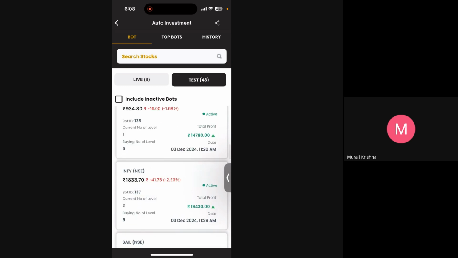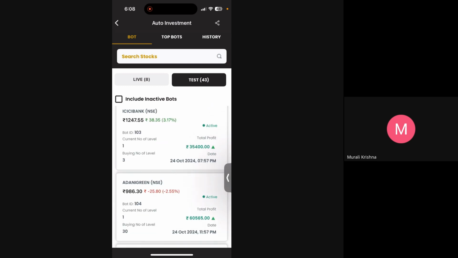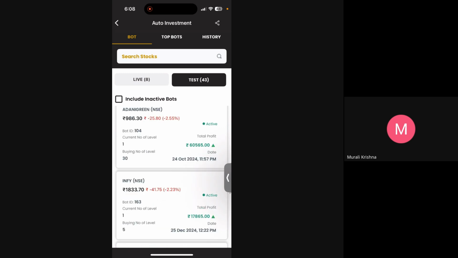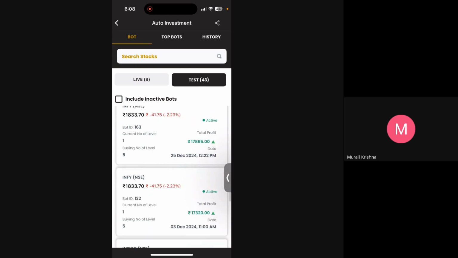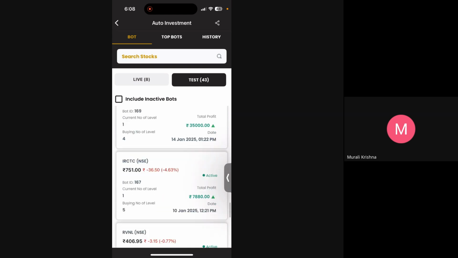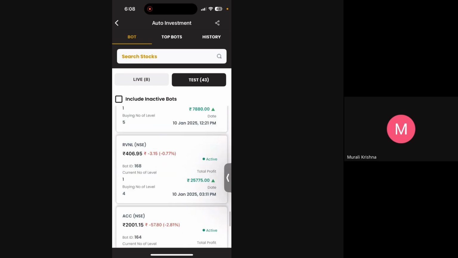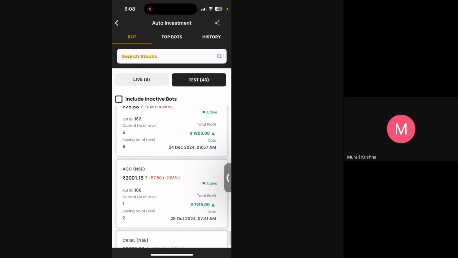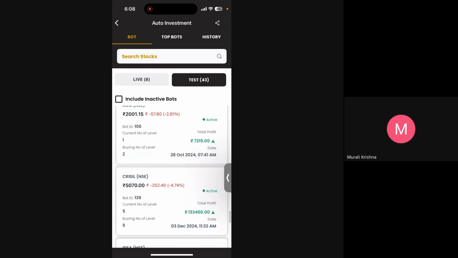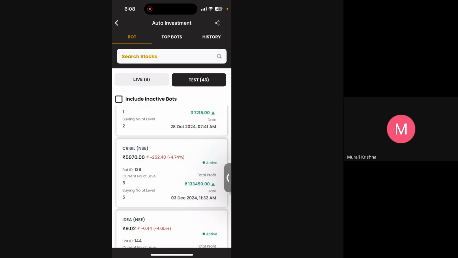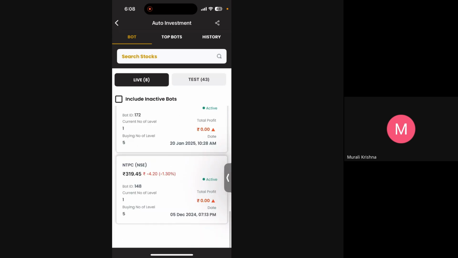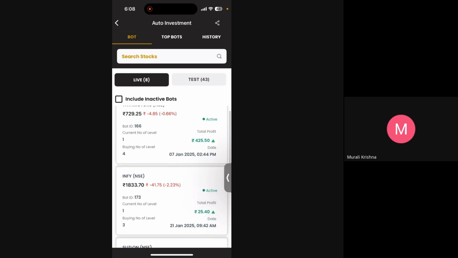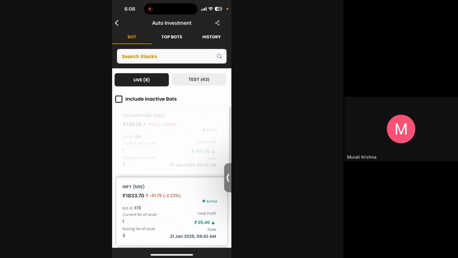You can just come down and see which are all there. ICICI bot is there, Adani Green is there, Infosys I have two bots, and Wipro. IRCTC is one bot, RVNL, ACC. So you will see all the 43 bots which are running. And in live, if you test it, Idea is there, NTPC is there, Suzlon, Infosys, Tata Motors.